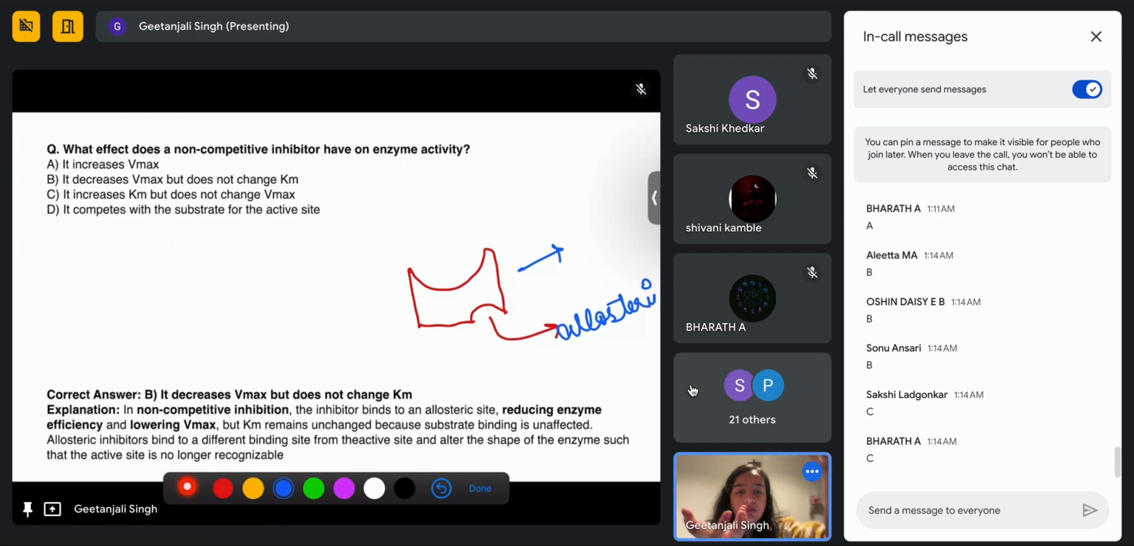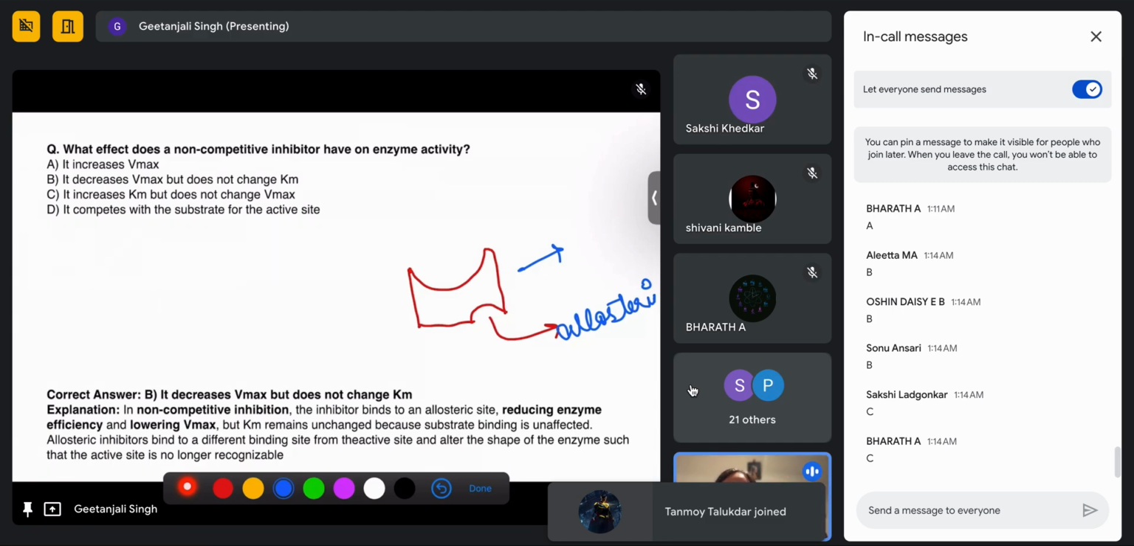In order for the reaction to be catalyzed, the substrate has to come and sit in the active site. If it's not doing that, that means the reaction is not being catalyzed, and once the reaction is not being catalyzed, it is practically inhibited. So that's what happens with allosteric inhibition. It decreases the enzyme efficiency, and once the efficiency is decreased, the speed with which it was once catalyzing the reaction slows down, right?